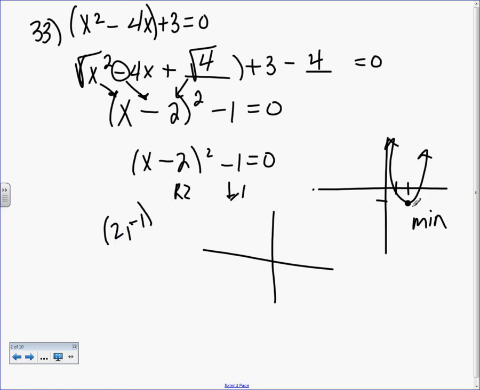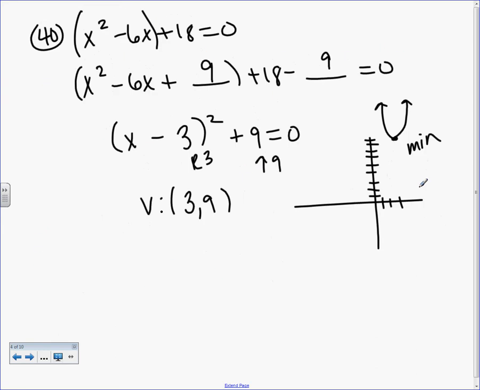Which is what it is, if you look at it too, right? Okay? Ask me a question. Are you sure? Okay. We're going to go ahead and do 35. 2x squared minus 3x plus 5 is equal to 0.